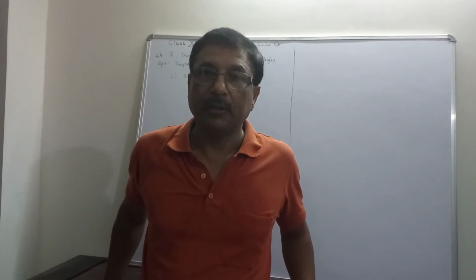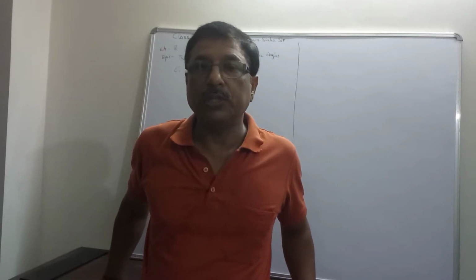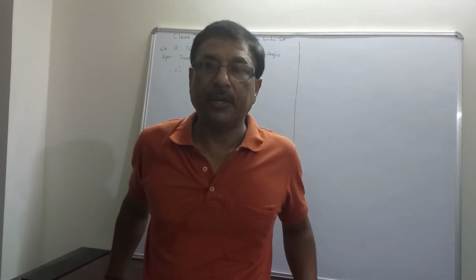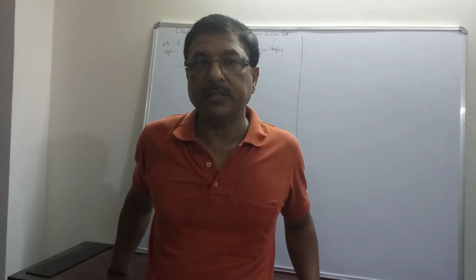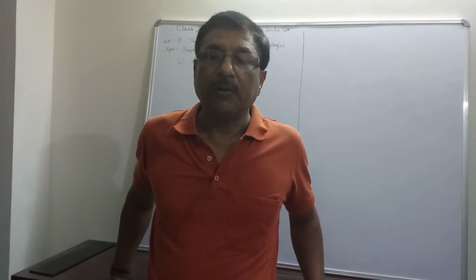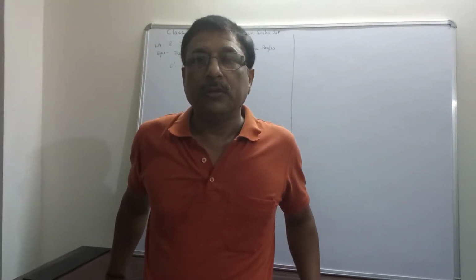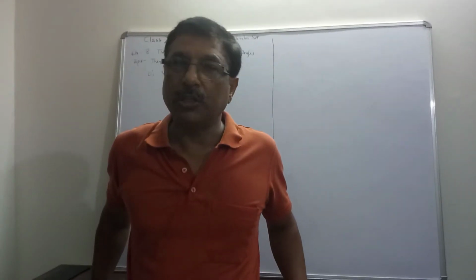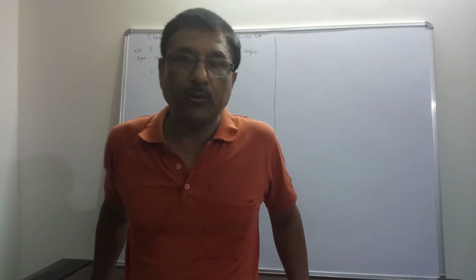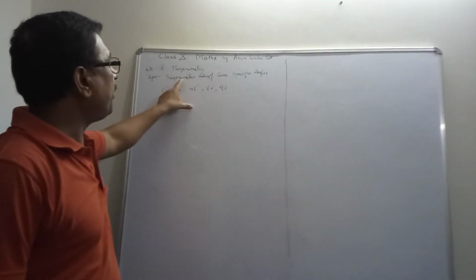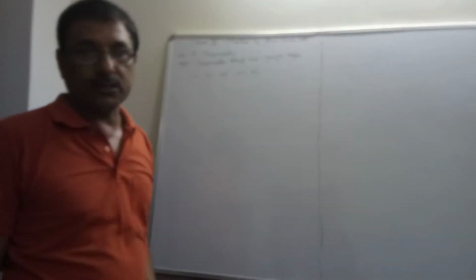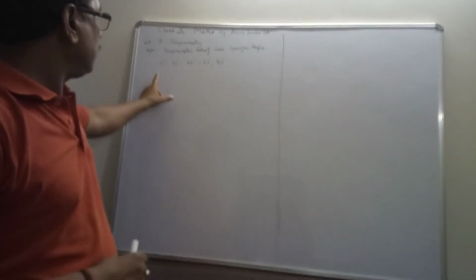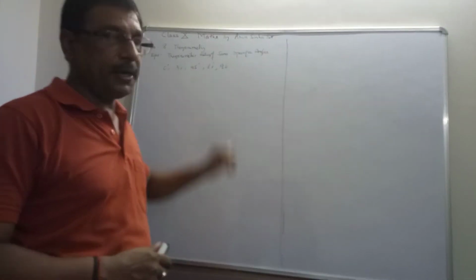Today we are going to do chapter 8 of class 10th mathematics, that is trigonometry. Today we are going to do the trigonometrical ratios of some specific angles. In the previous episode we understood the basic concept and introduction of trigonometry. So what are these specific angles? 0, 30, 45, 60 and 90.